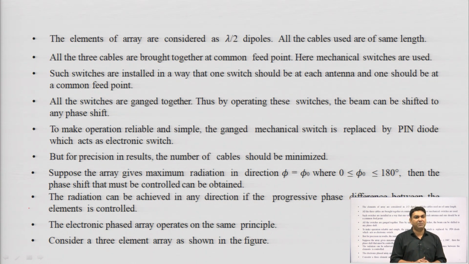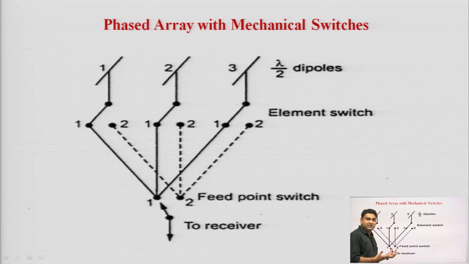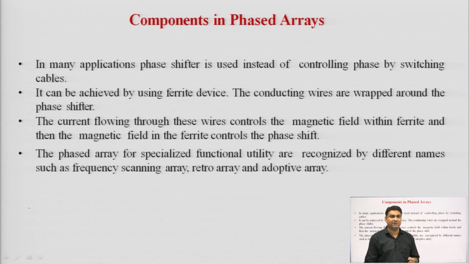The electronic phased array operates on the same principle. Suppose we consider a 3-element phased array system like this. In this diagram, you can see 3 elements in the form of lambda by 2 dipoles placed to form an antenna array system, in the form of a phased array, and the feed points given by the different switches; here the feed point is practically given at point number 1 and point number 2. So, you can see the importance of the switches in a phased array system. This is the simplest form of phased array system.